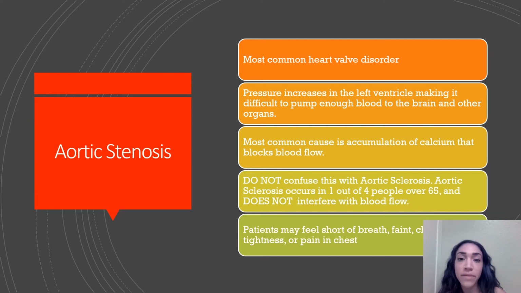So the most common valve disorder is aortic stenosis. This occurs when pressure increases in the left ventricle, making it difficult to pump blood into the brain and other organs. The most common cause is accumulation of calcium that blocks the blood flow. This, however, is not to be confused with aortic sclerosis. Aortic sclerosis occurs in about 1 out of 4 people over the age of 65, and it does not interfere with your blood flow. Patients can feel shortness of breath, faintness, chest tightness, or pain in the chest.